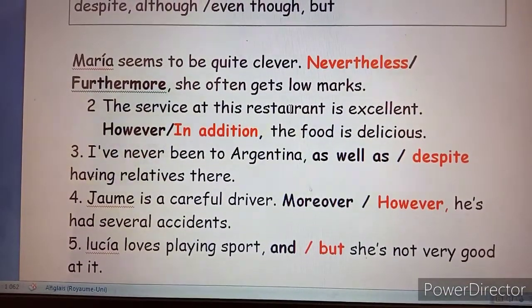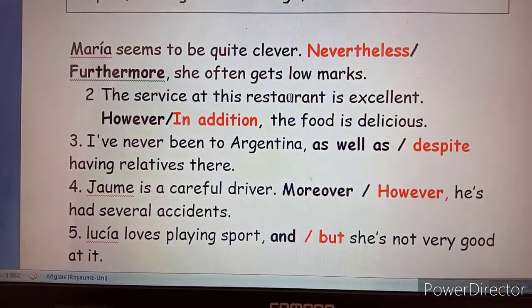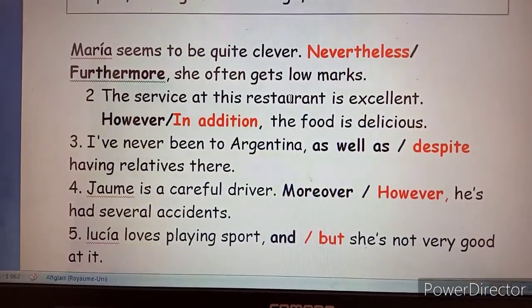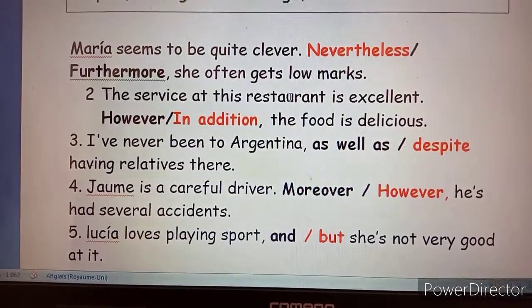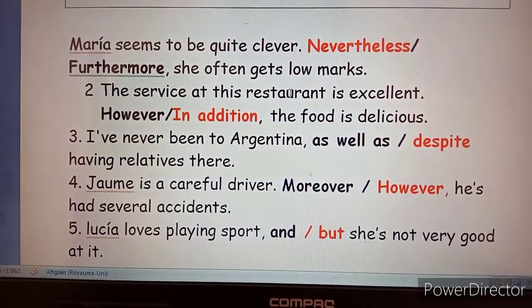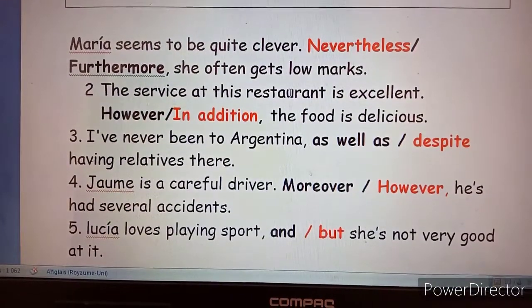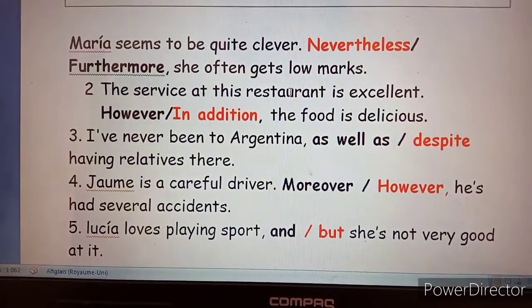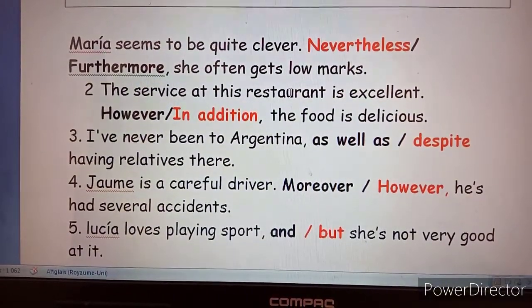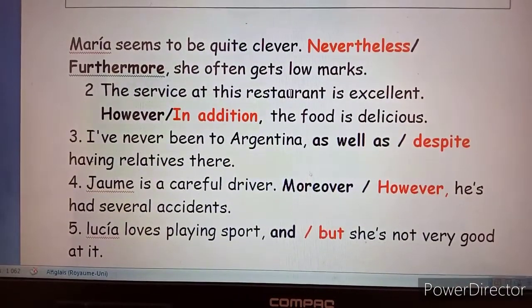Number 3, I have never been to Argentina as well as or despite having relatives there. So here what are we going to choose? As well as or despite? So here we will choose despite. Why? Because despite is a connector of contrast and we have here contrasting ideas.